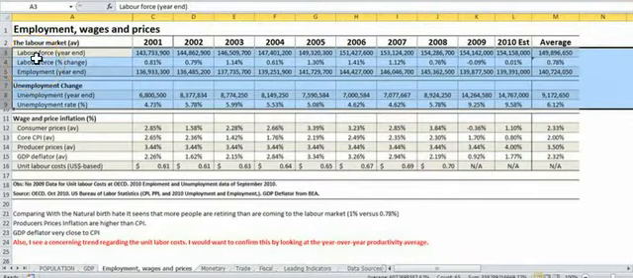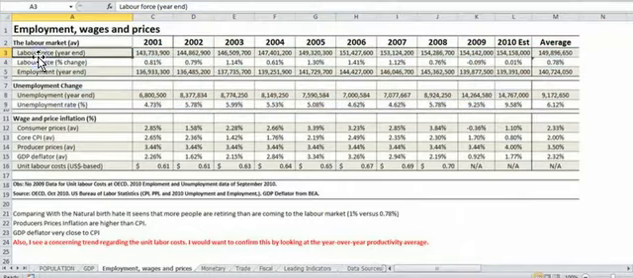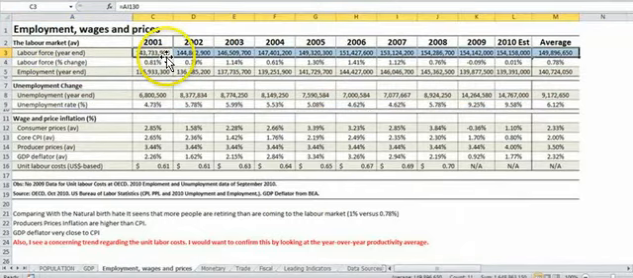And let's take a look at labor force. Now, what you see here is the pool of labor a country has to work with. The unemployment rate is calculated with this number. And you could see here, the United States has about 150 million people in its labor force.